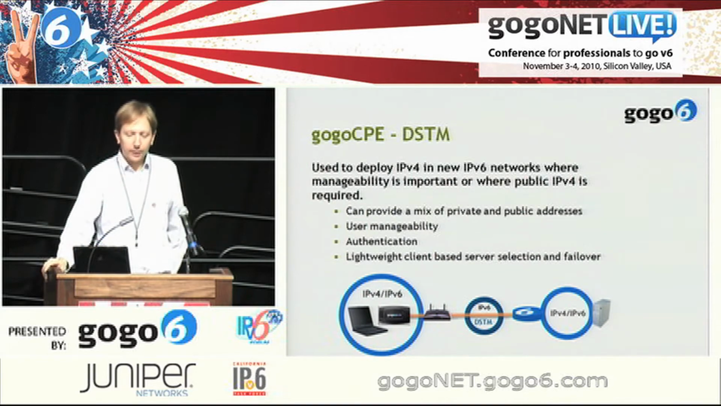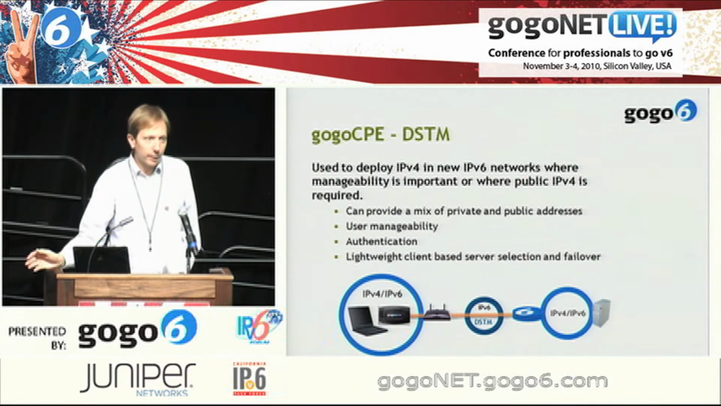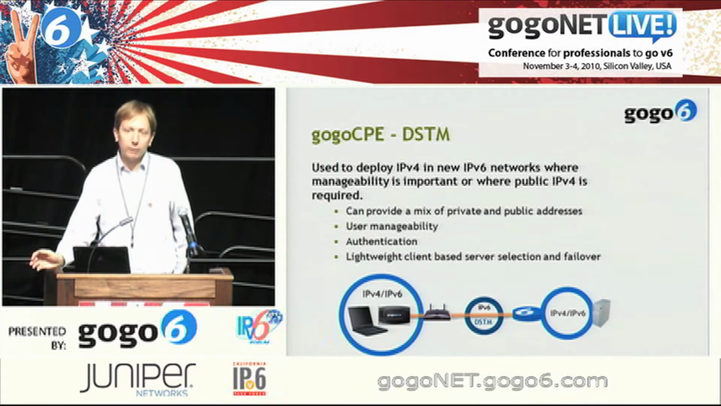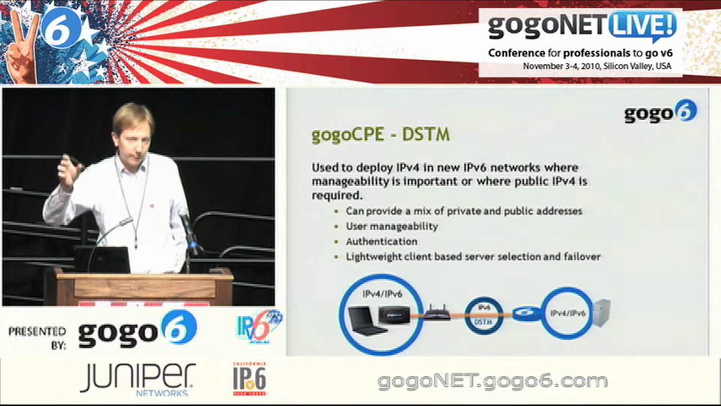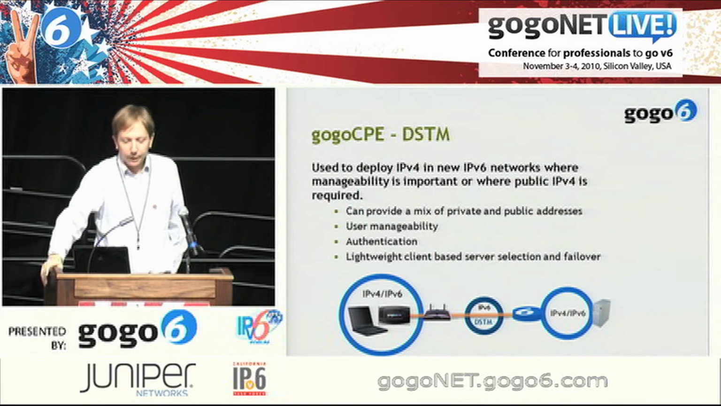The alternative is using a protocol like DSTM, which is the same type of encapsulation. We put IPv4 in IPv6 and send it out. Different is that we keep states for the tunnels. So we actually create a tunnel, and we make sure that that tunnel is actually working. This allows you also to assign static IPv4 addresses to certain users and so on.